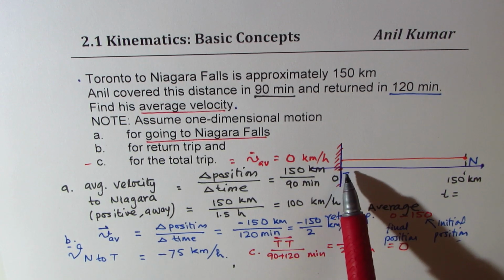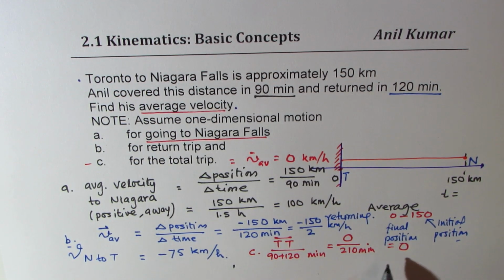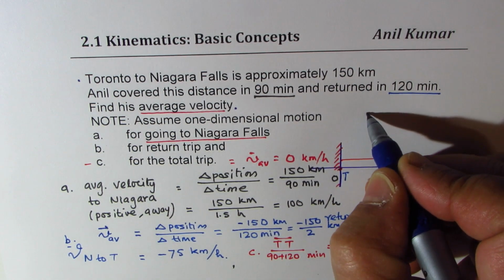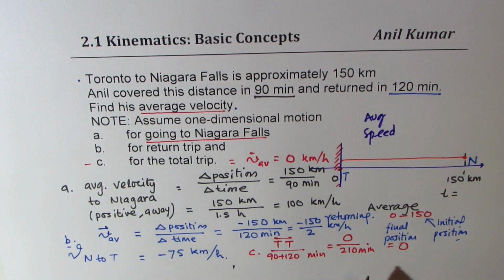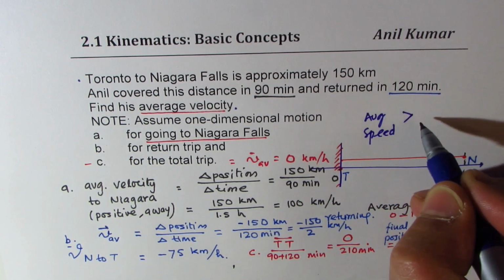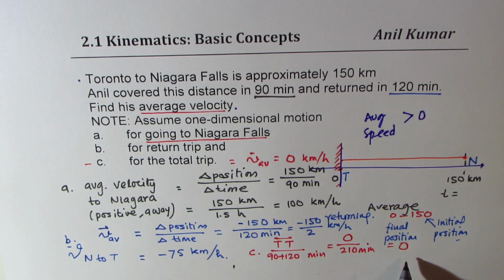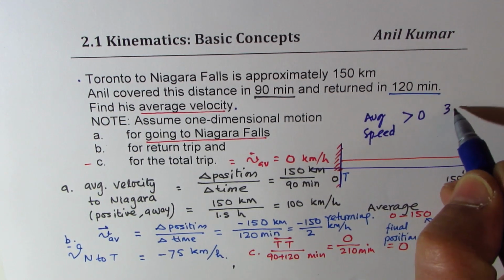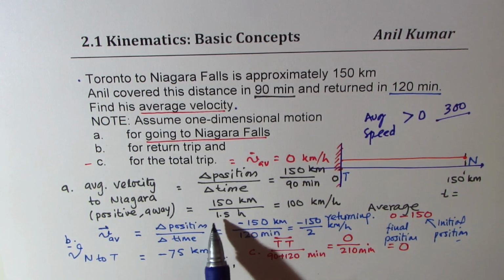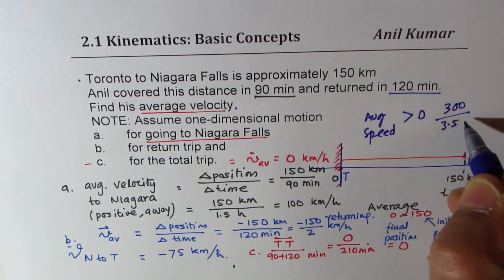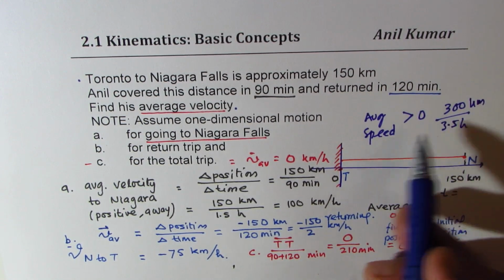Since the position doesn't change, you start from here and end there, it becomes 0. Now, if the same question were for speed, then the average speed will not be that. Do you understand? So the average speed will be greater than 0 in this case, not 0. Perfect. Since the total distance will be 300 divided by the total time, which in hours will be 2 plus 1.5, which is 3.5 hours, right? That is going to be the average speed.